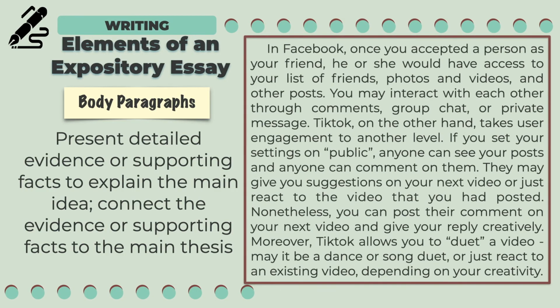In Facebook, once you accepted a person as your friend, he or she would have access to your list of friends, photos and videos, and other posts. You may interact with each other through comments, group chat, or private message. TikTok, on the other hand, takes user engagement to another level. If you set your settings on public, anyone can see your posts and anyone can comment on them. They may give you suggestions on your next video or just react to the video that you had posted. Nonetheless, you can post their comments on your next video and give your reply creatively.